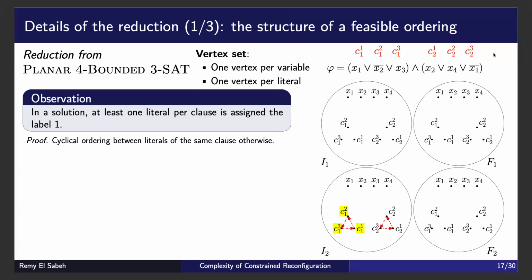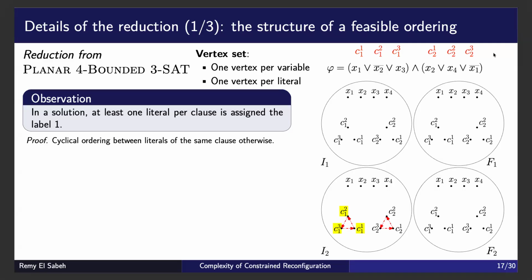And the purpose of doing this is so that we force that in a solution, at least one of these 3 literals is not labeled 2, because if you label everything with 2, just given the interpretation of these arcs, you'll end up with a cyclical ordering, which would not exist in a solution. So the existence of whatever is at the bottom already says that in every clause, we have a literal that is labeled 1. As you might start imagining, the interpretation of a literal being labeled 1 is that this is a literal that's satisfied.